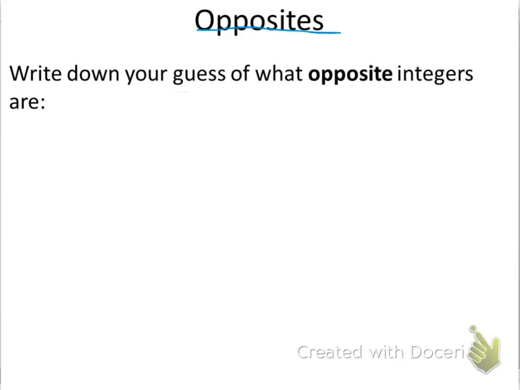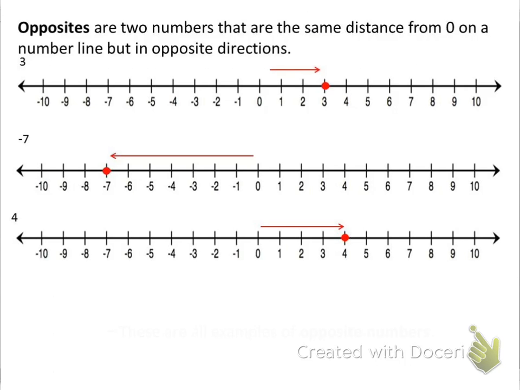Let's get started. I need you to write down your guess, it's just a guess, you don't need to know the right answer, of what opposite integers are. Write it down on your guided note at the top. Click pause while you're writing it, and when you're ready, click play to continue. Okay, now that you have your guess, let's look at the next thing.